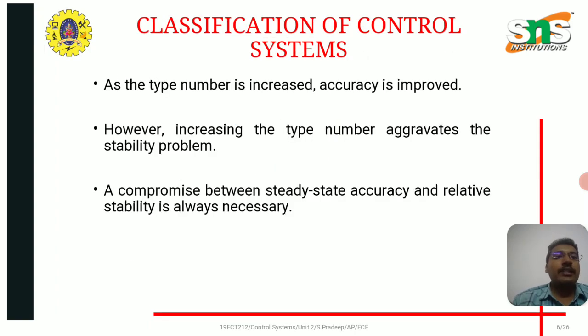As the type number is increased, accuracy is improved. However, increasing the type number aggravates the stability problem. A compromise between steady state accuracy and relative stability is always necessary.